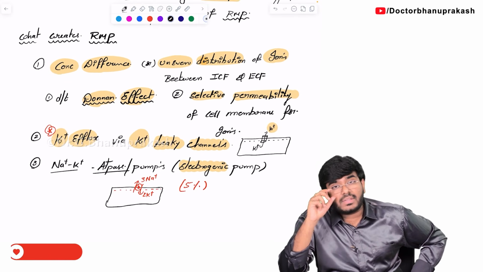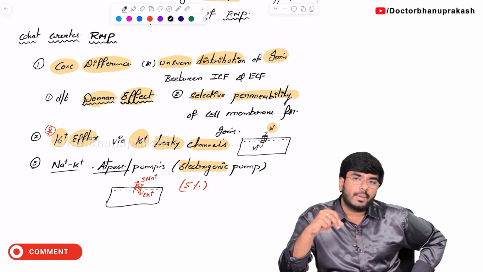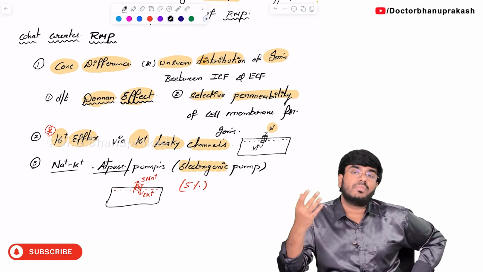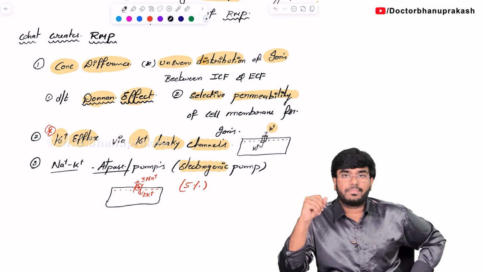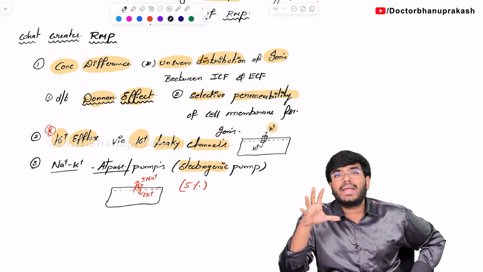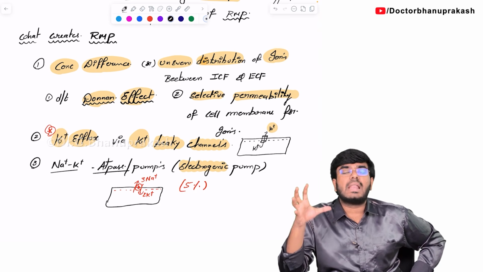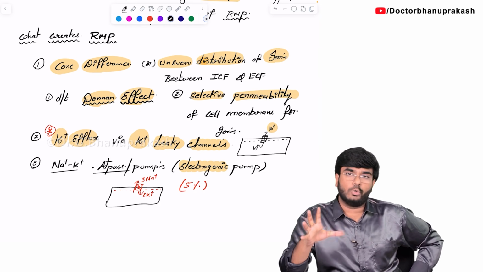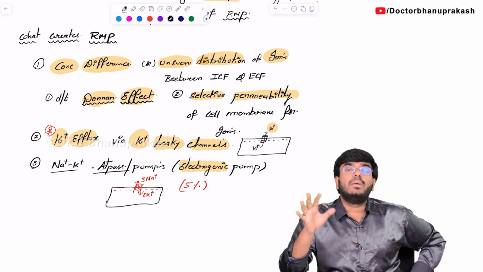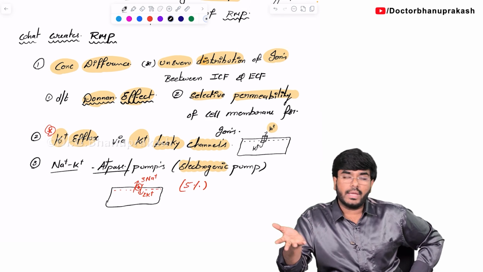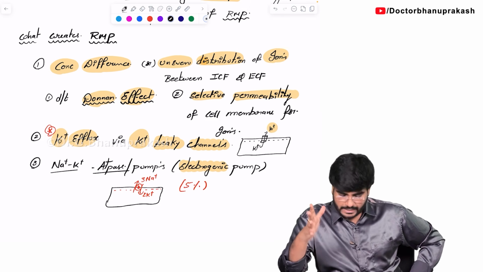And what is the reason for this resting membrane potential? The reason is the uneven distribution of the ions, and that uneven distribution of the ions is maintained by the Donnan effect. And what is the Donnan effect? I have told you the Donnan effect is that in the presence of a large impermeable molecule, the distribution of the permeable ions will become uneven.